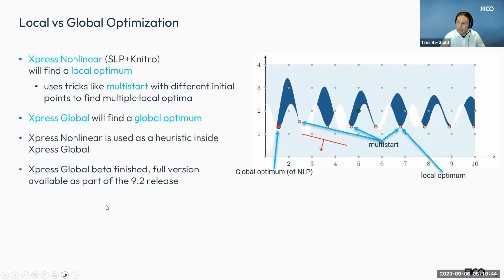And well, the beta phase is finished. The full version is now available as part of the 9.2 release. And this is not only for continuous nonlinear problems like the two sine curves here. If you add integrality on top, you would still find the global optimum now over the integers. In this case, this would be this green solution here in the middle.